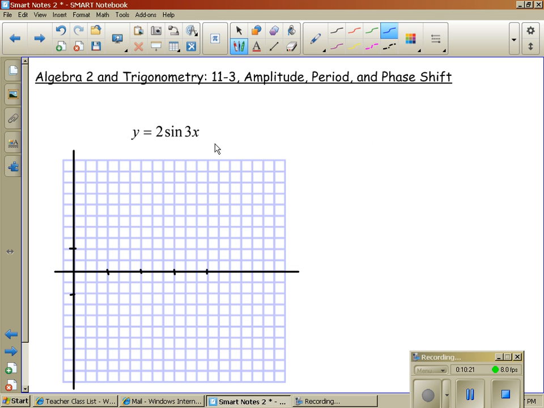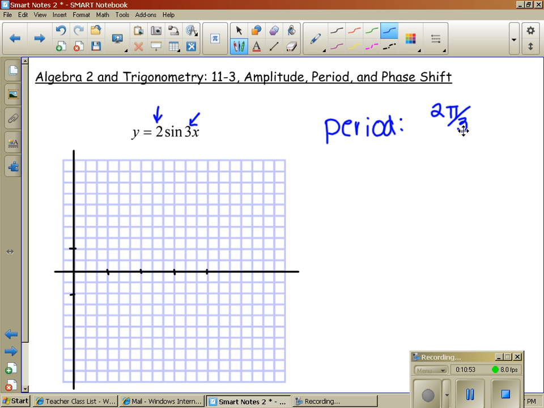Let's look at this graph. Let's combine amplitude and period. So what's the period? Formula again, 2 pi divided by the number in front of x. So 2 pi over 3. Amplitude 2, so instead of going up to 1 and down to -1, it's going to go up to 2 and down to -2. So the first thing we want to do is figure out where 2 pi over 3 is. Right?